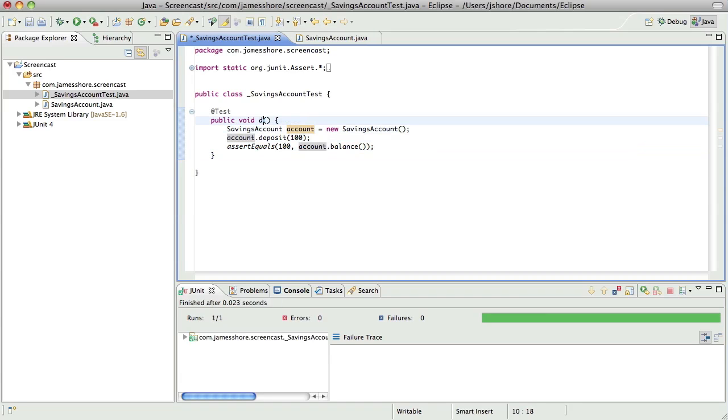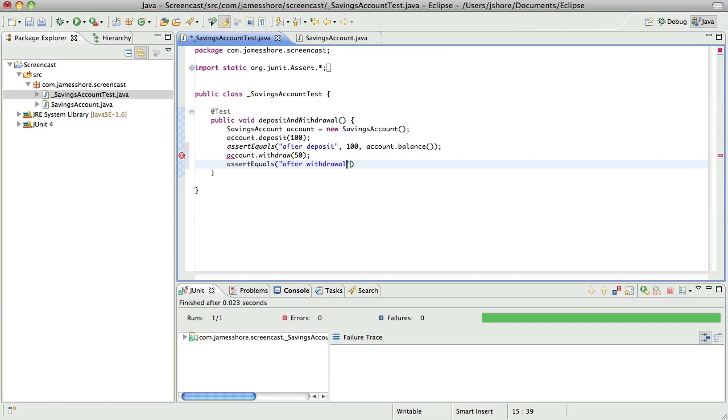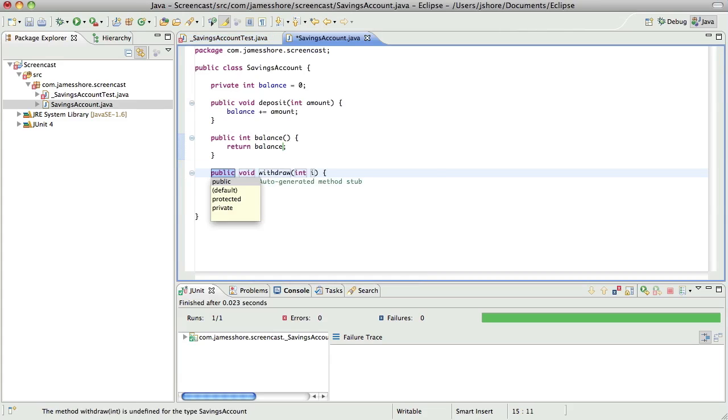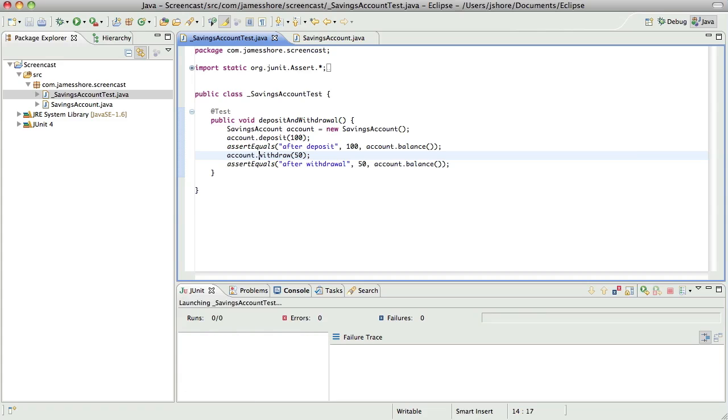So that's our deposit test. And you know what? For convenience, let's put the withdrawal in here too. So this is going to be after deposit, expected 100, but was whatever, and then we'll withdraw 50. And assert after withdrawal, we expect 50, but was something. Nice and simple. Create that. Yes, amount. That should fail. It does.